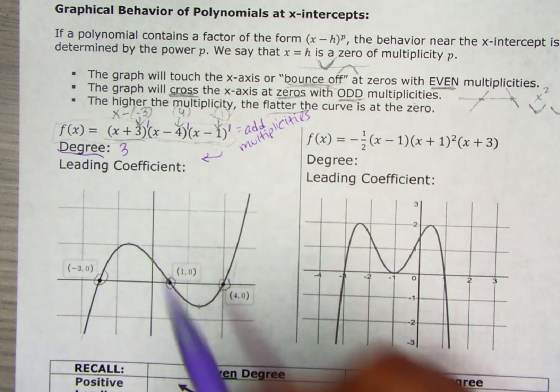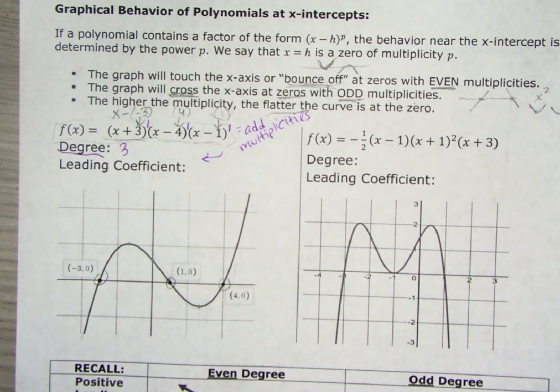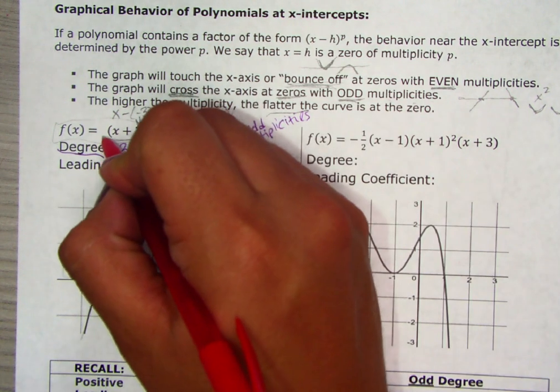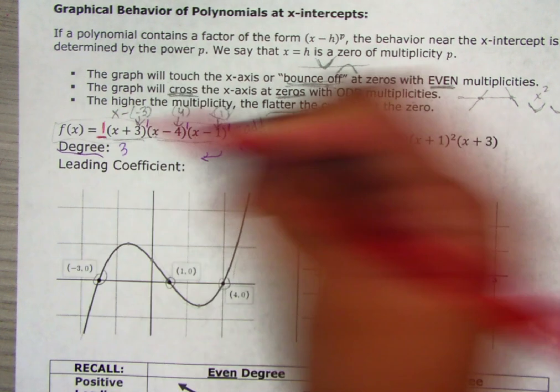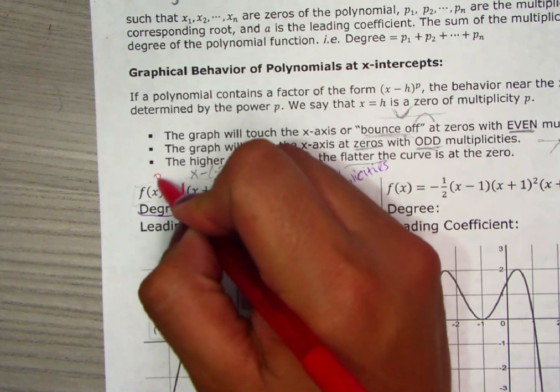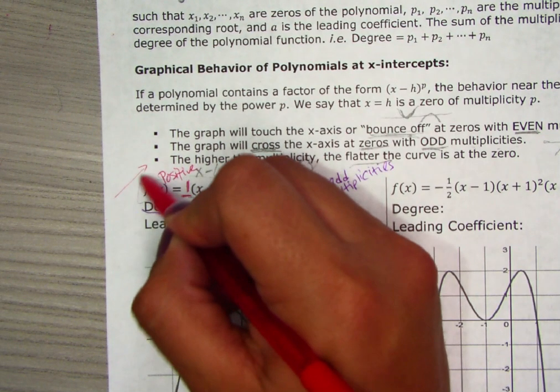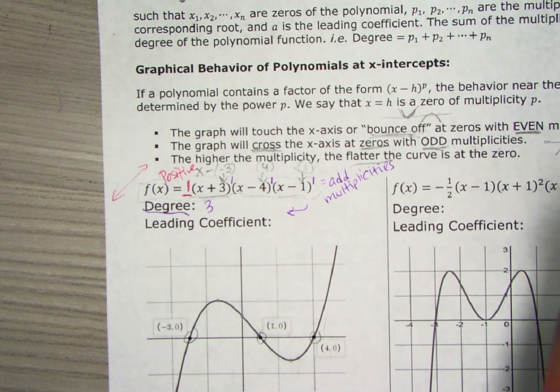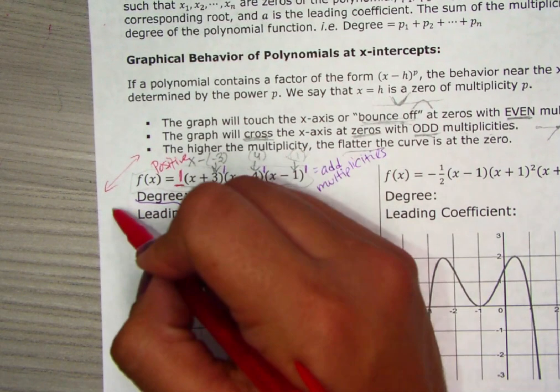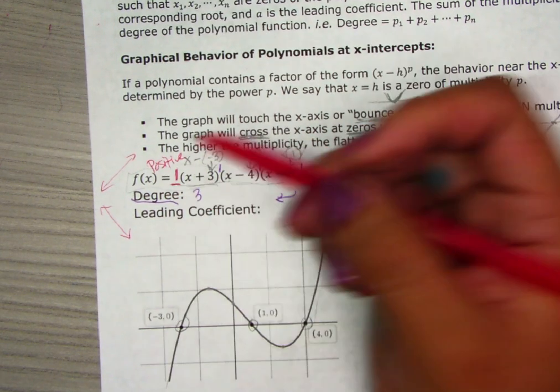And then as far as the leading coefficient, you're going to look for the very front. What's at the very front? There's nothing, so it's all a positive 1. So when it's a positive 1, it's going to kind of follow the template of going up. If it's a negative, it's going to follow down.